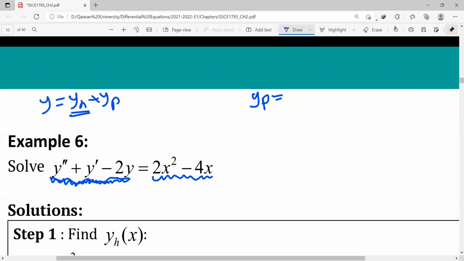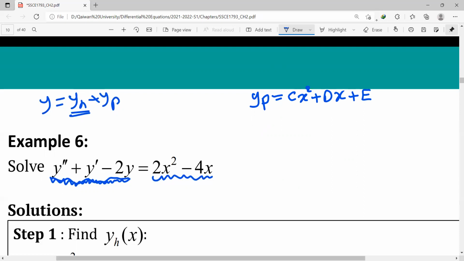We used A and B, so now we use C, D, and so on. C x squared plus dx plus E. This is the general form of a polynomial of degree 2. Now we should find the values of C, D, and E.